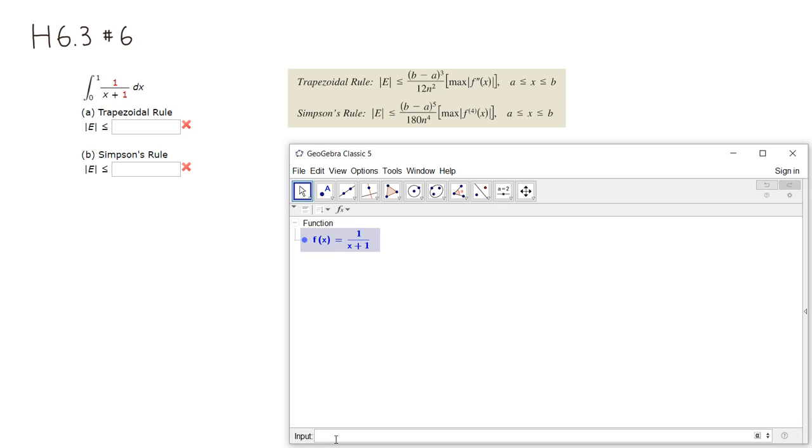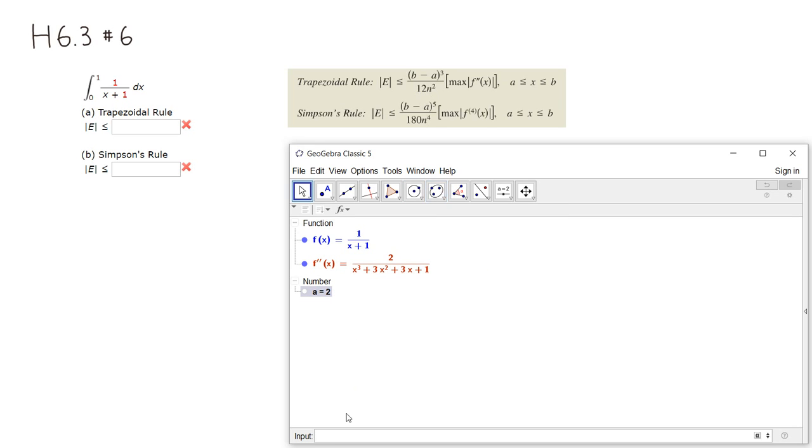Let's take the second derivative. I'm going to let GeoGebra compute it, so I can just type f double prime of x, then hit enter. This gives you a derivative. We want this to be the largest possible, which means we want the denominator to be the smallest possible. Between 0 and 1, I would put 0 for x so that it becomes the smallest. So f double prime of 0 is 2. So 2 is the largest value.